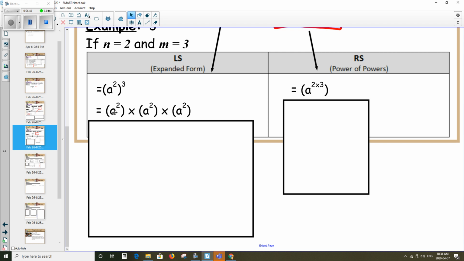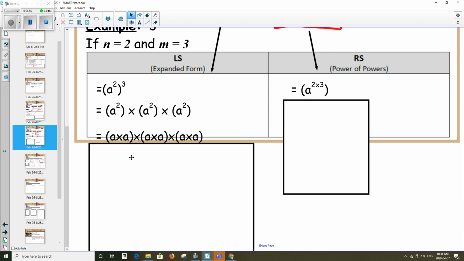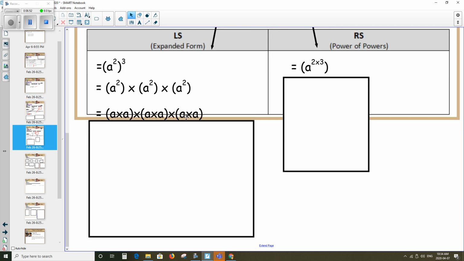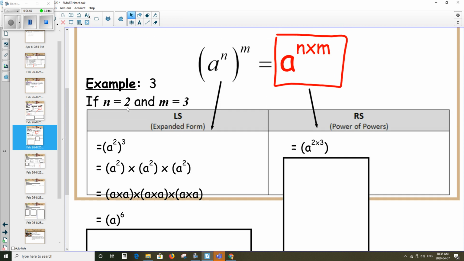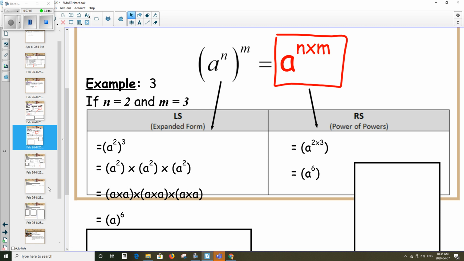And what is a squared equal to? A times a. So altogether I have 6 a's. So this is equal to a to the 6. And the powers of powers rule says you multiply the exponents when you have powers of powers. 2 times 3 is 6. They're equal to each other, so the rule is correct.